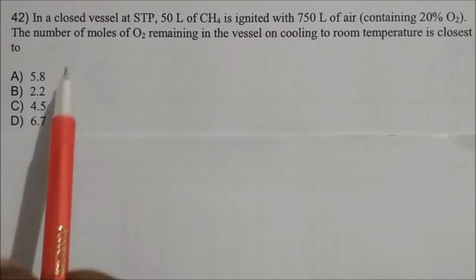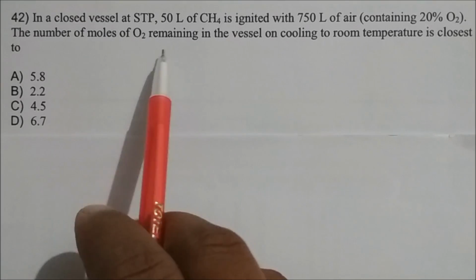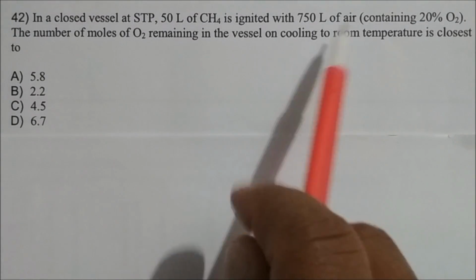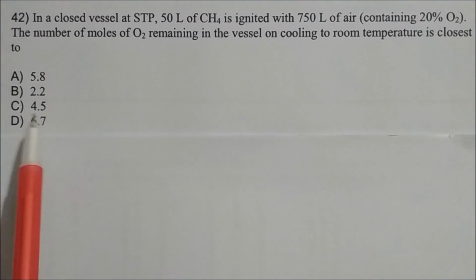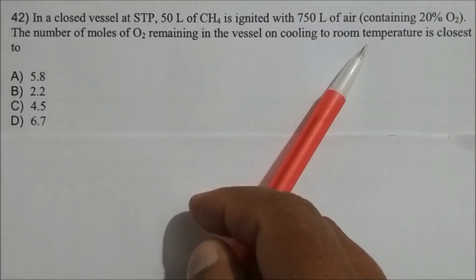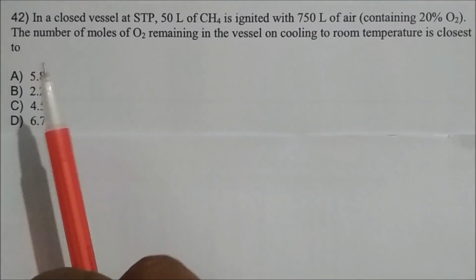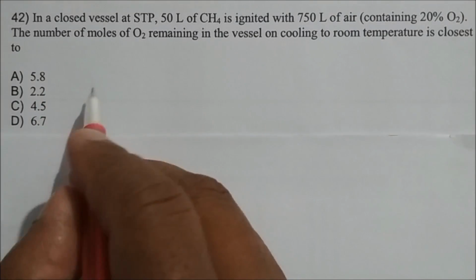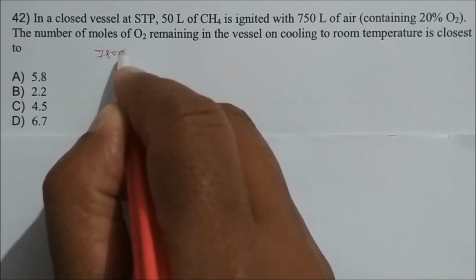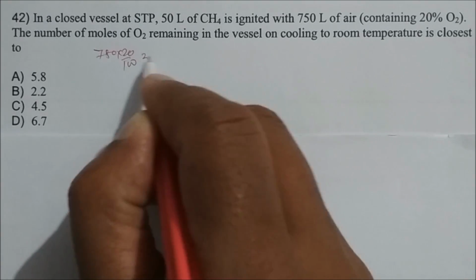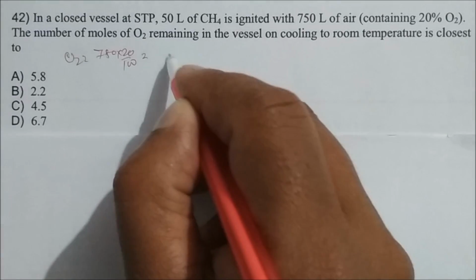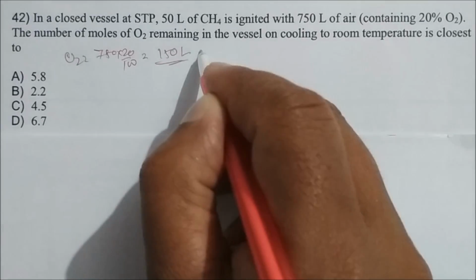42. In a closed vessel at STP, 50 liters of methane is ignited with 750 liters of air, air containing 20% of oxygen. Now they are asking the number of moles of oxygen remaining in the vessel on cooling to room temperature, closest to. So we know the equation. 20% of oxygen means 20% of 750, so it will be 150 liters of oxygen.